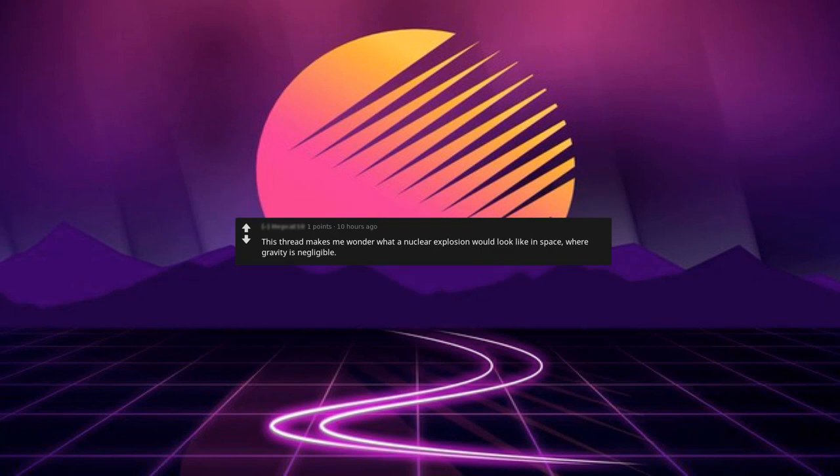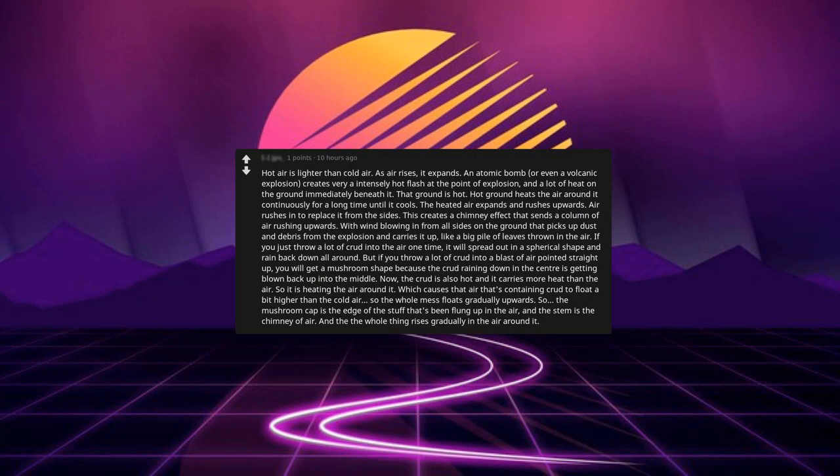This thread makes me wonder what a nuclear explosion would look like in space, where gravity is negligible. Hot air is lighter than cold air. As air rises, it expands. An atomic bomb, or even a volcanic explosion, creates a very intensely hot flash at the point of explosion, and a lot of heat on the ground immediately beneath it. That ground is hot. Hot ground heats the air around it continuously for a long time until it cools.